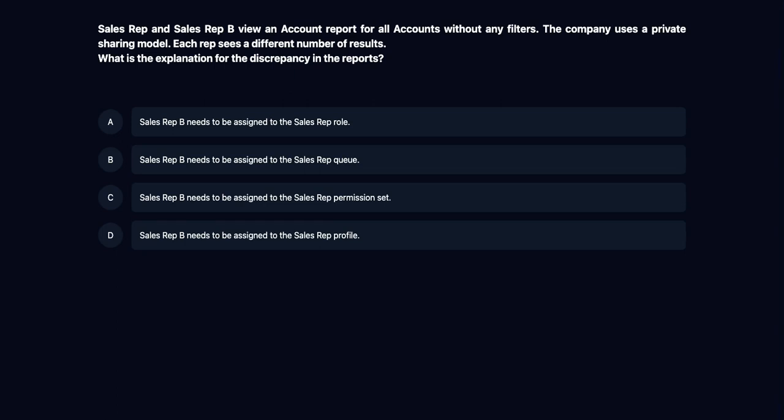Sales rep A and sales rep B view an account report for all accounts without any filters. The company uses a private sharing model. Each representative sees a different number of results. What is the explanation for the discrepancy in the reports? A. Sales rep B needs to be assigned to the sales rep role. B. Sales rep B needs to be assigned to the sales rep queue. C. Sales rep B needs to be assigned to the sales rep permission set. D. Sales rep B needs to be assigned to the sales rep profile.